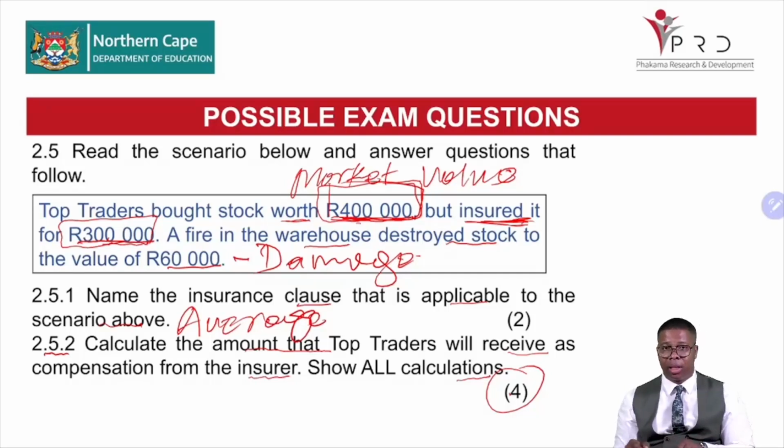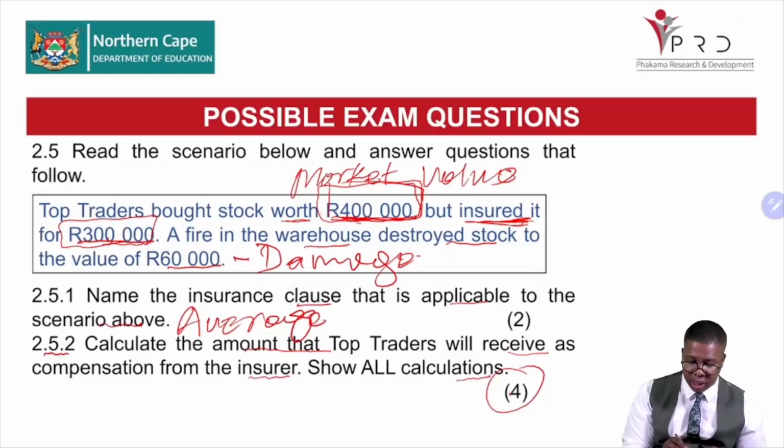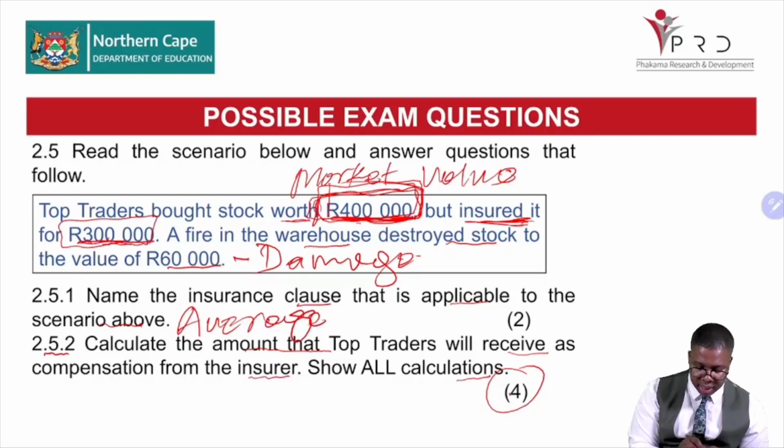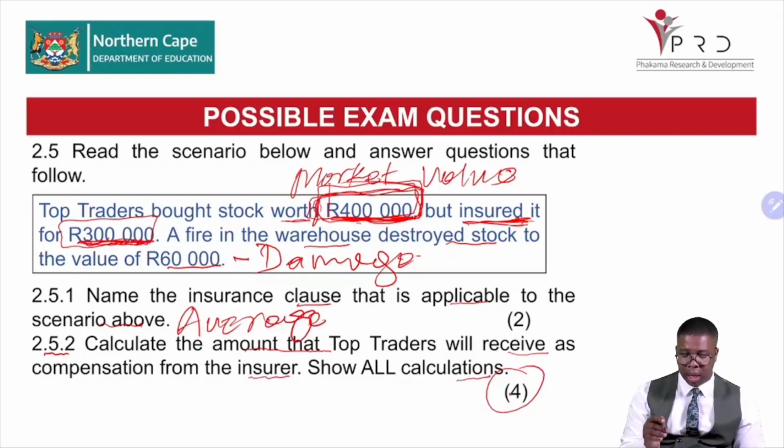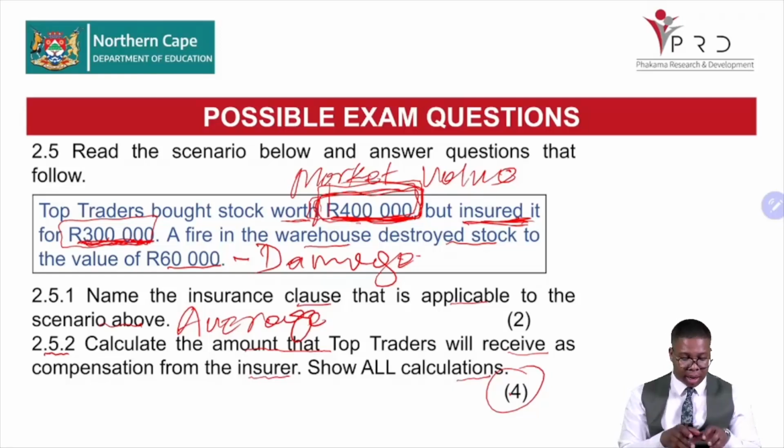Because this is how the insurance company would deal with a client who's underinsured. As we can see here, it's clear that 400,000, which is the value of stock, is more than 300,000, which is the amount of insurance, meaning the insured company is aware that Top Trader has stock that is 400,000 but is insured for 300,000, which will then mean Top Trader is underinsured.